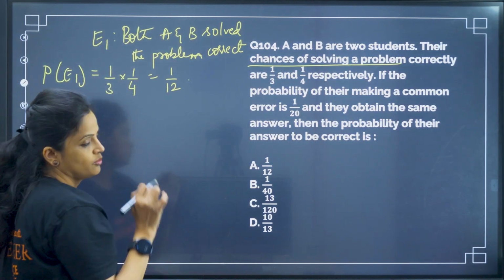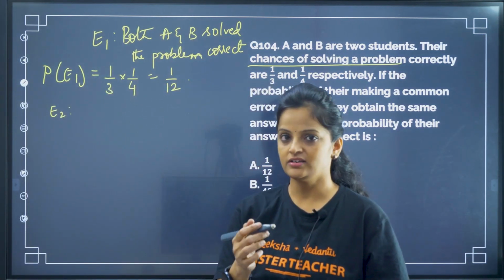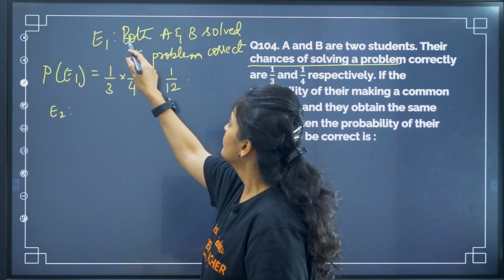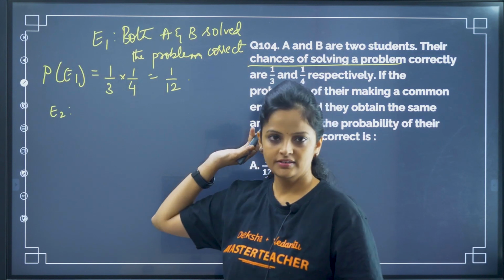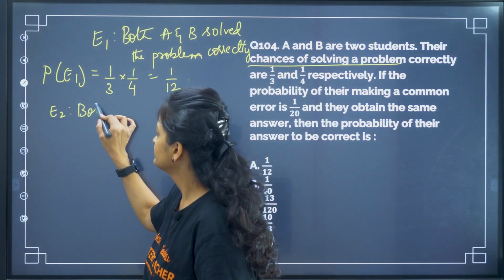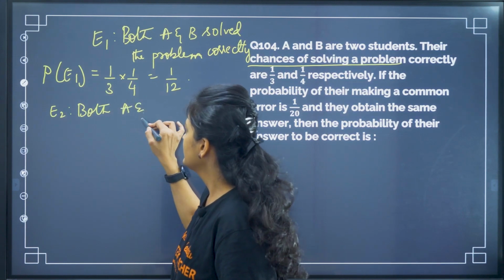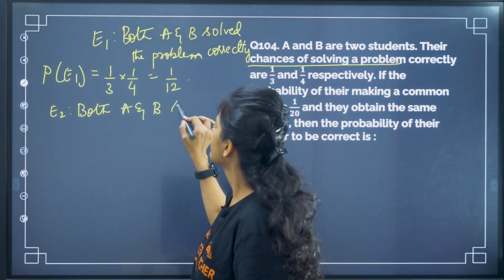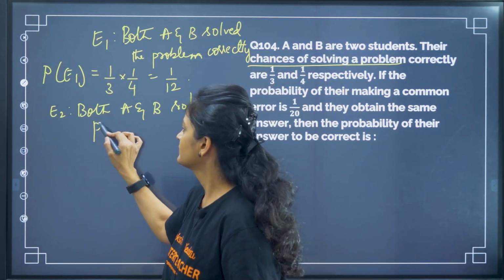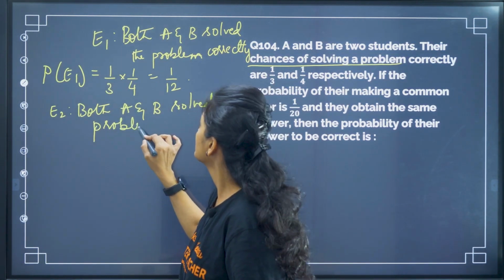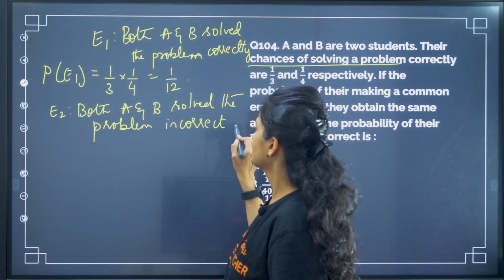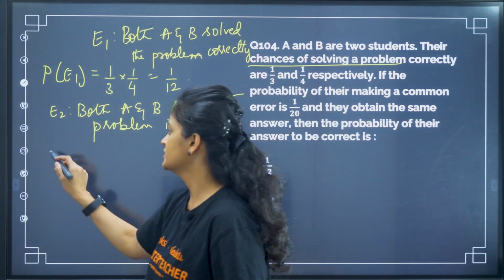So first probability we have taken. Let's take the second event. Sorry, not probability, second event. Then probability. Both A and B solved the problem correctly. Then I'll take both A and B are incorrect. Solved the problem incorrectly. Okay. Now what is the probability of this?